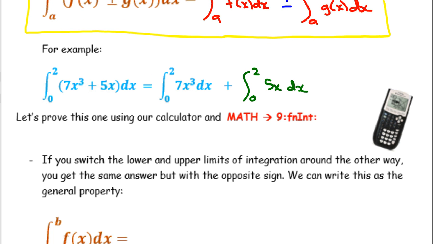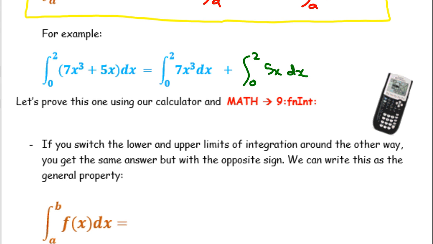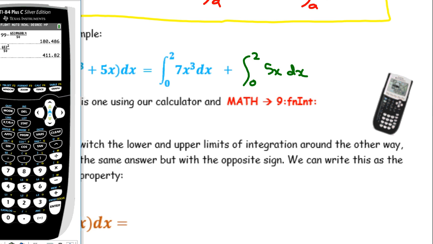Oh, and then I said, let's prove this one using our calculator. So just to remind us how to use the calculator again, always good. Do a quick proof. So how do we find an integral again on the calculator? Let's grab our calculators. Yeah, Math 9. We need to keep practicing calculator stuff so we don't forget it, because we're doing a bit of non-calc stuff today, so I thought I'll just insert one calc question.